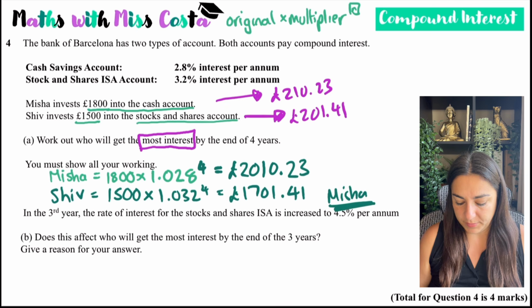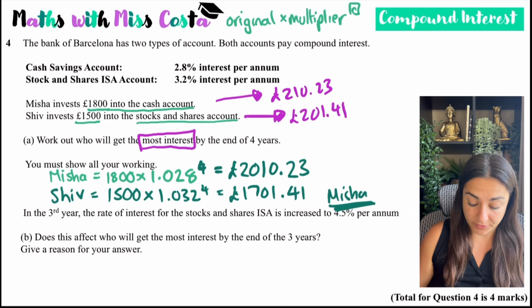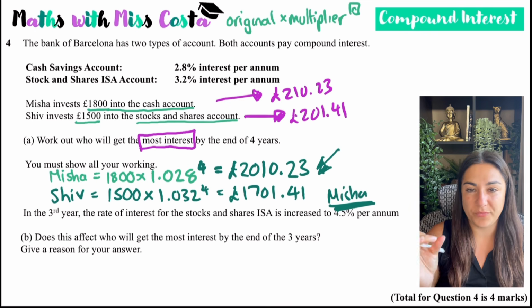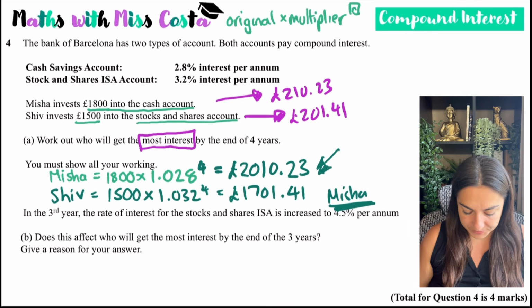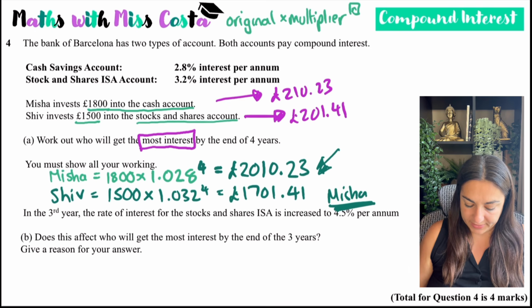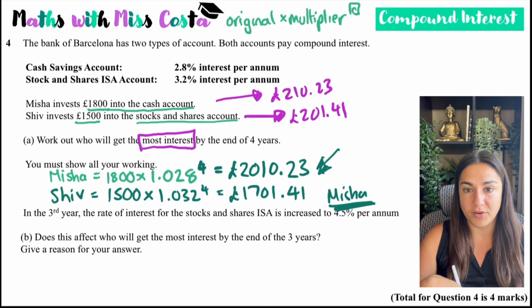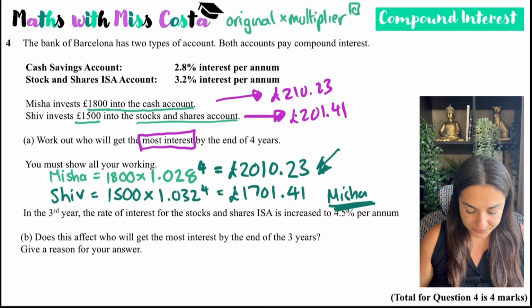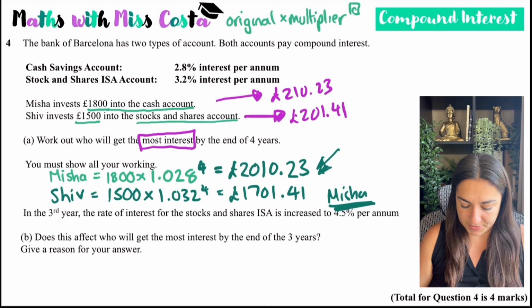So what a lot of people did is they just worked out these amounts, but they didn't think about the interest part of the question. Now, in the third year, the interest rate for the stocks and shares ISAs increased to 4.5% per annum. Per annum just means annually or per year. Does this affect who would get the most interest?